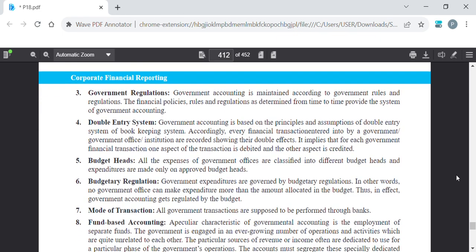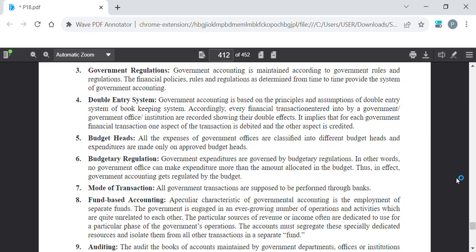Then we have budget heads. All the expenses of government offices are classified into different budget heads, and expenditures are made only on approved budget heads. So all the expenses of government offices are classified under different budget heads, not under one budget head, and expenditures are made only on approved budget heads.